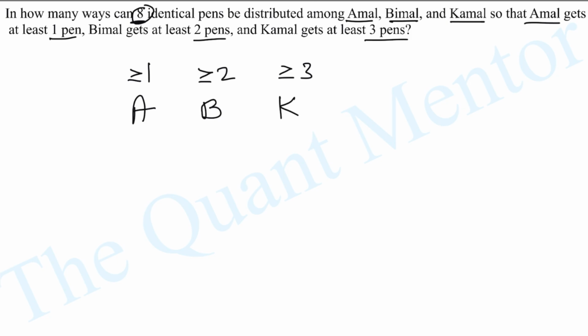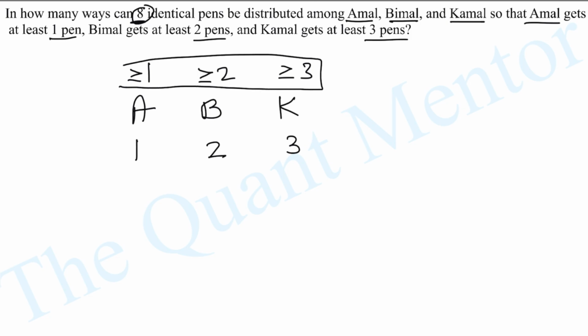Now what we do is, we first give away 1 pen to Amal, 2 pens to Bimal and 3 pens to Kamal, ensuring that the condition of minimum number of pens is easily met. Out of 8 pens, I have given away 1 plus 2 plus 3, 6 pens already. What remains is exactly 8 minus 6, I have 2 pens left.